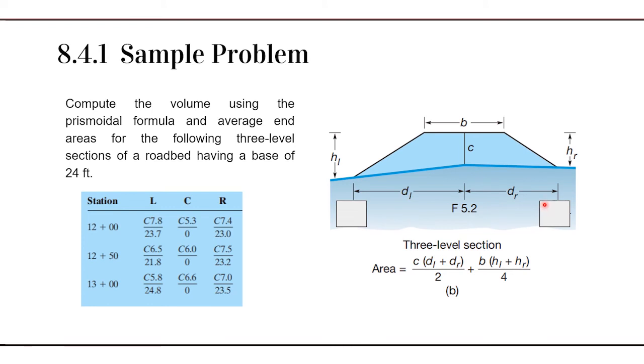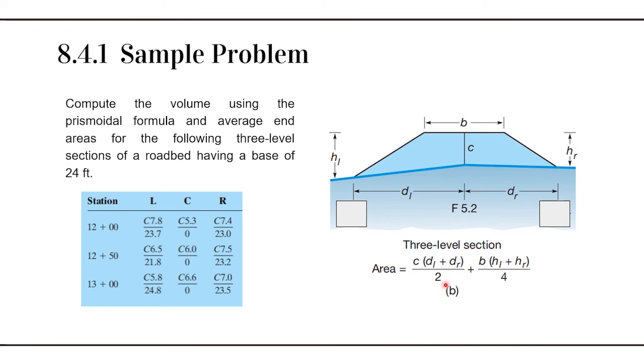So this is applied to all stations. So we have here station 12. So cut 7.8 is the height left all over 23.7 distance left. Cut 5.3 is the center over 0, and cut 7.4 is height right over distance right. So just apply it to all stations and we can understand where this data came from. So we now understand what these data stand for.